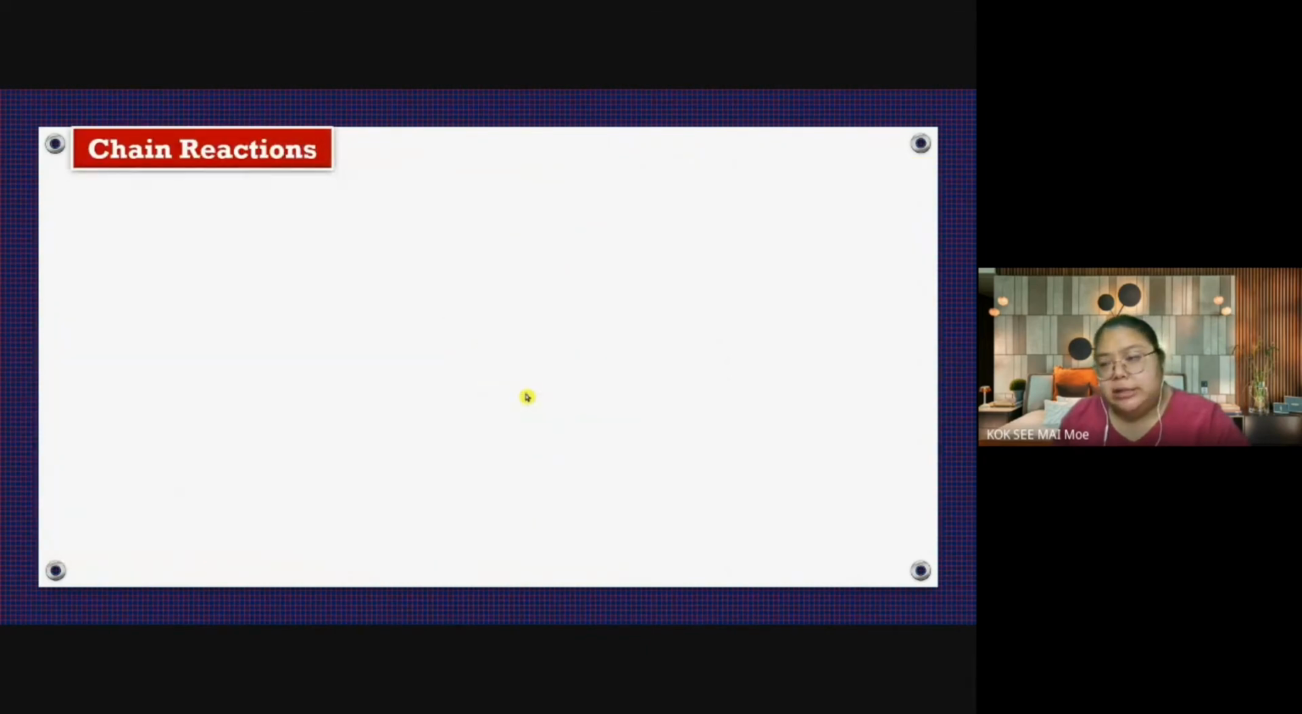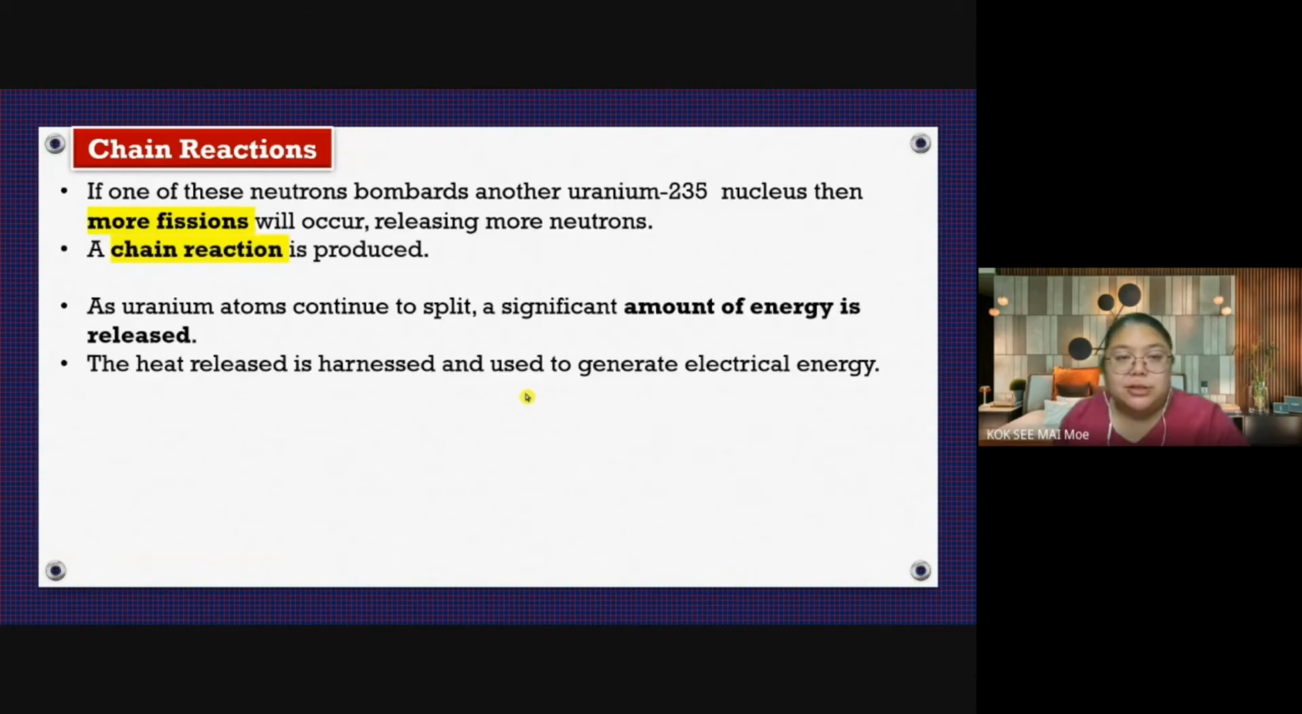Chain reaction. Just now I said I want to mention chain reaction. A chain reaction is when this neutron bombards another uranium nucleus. The first time, you produce 3 neutrons. Each neutron will find a new uranium and bombard again. So more fission will occur, releasing even more neutrons, and the chain reaction will be produced. So in the power station, the nuclear fission is a chain reaction.